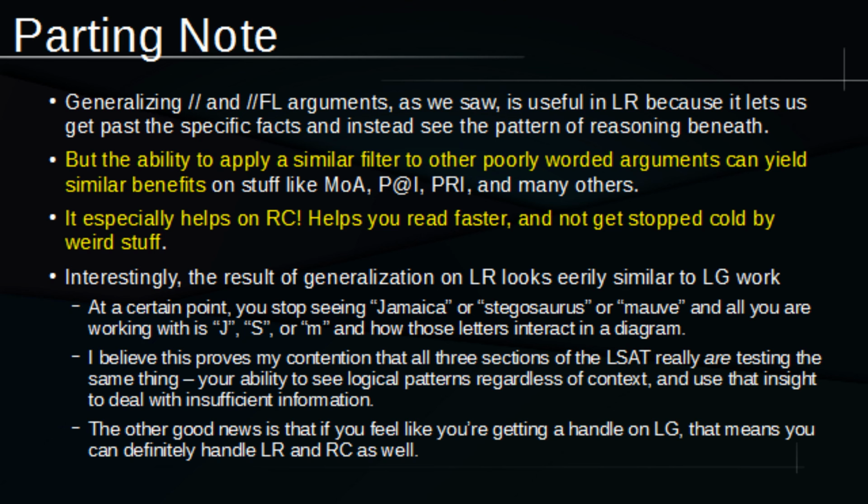So generalizing parallel reasoning and parallel flaw arguments, as we saw, is useful in LR because it lets us get past all the specific facts and instead see the pattern of reasoning beneath all that stuff. But the ability to apply a similar filter to other poorly worded arguments can yield similar benefits on related question types, like method of argument in particular. Point at issue is another one. Principle is another very good one to practice generalization on, and many others.